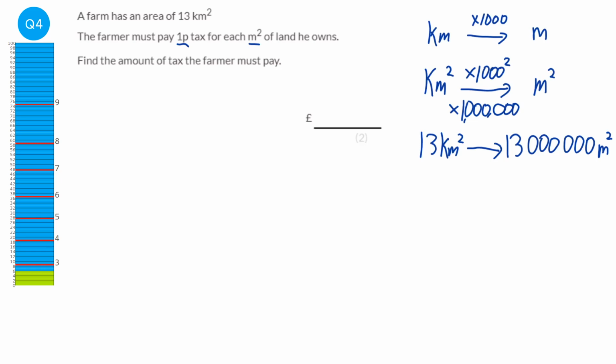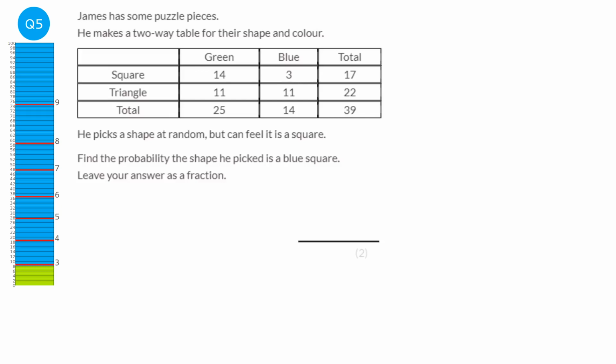And so that's going to cost him or her 13 million pence. But the answer is going to be in pounds, so we just need to get rid of 2 of the zeros at the end. So it's going to be 13, 1, 2, 3, 4. So it's going to be £130,000.